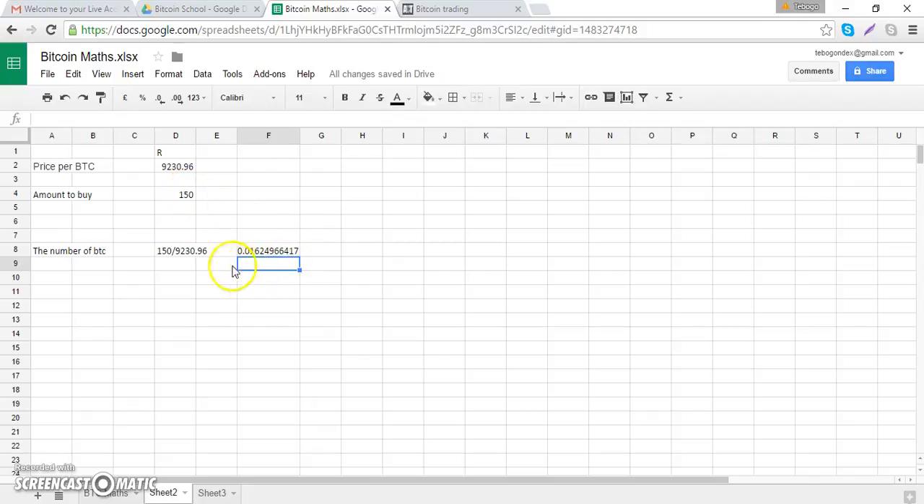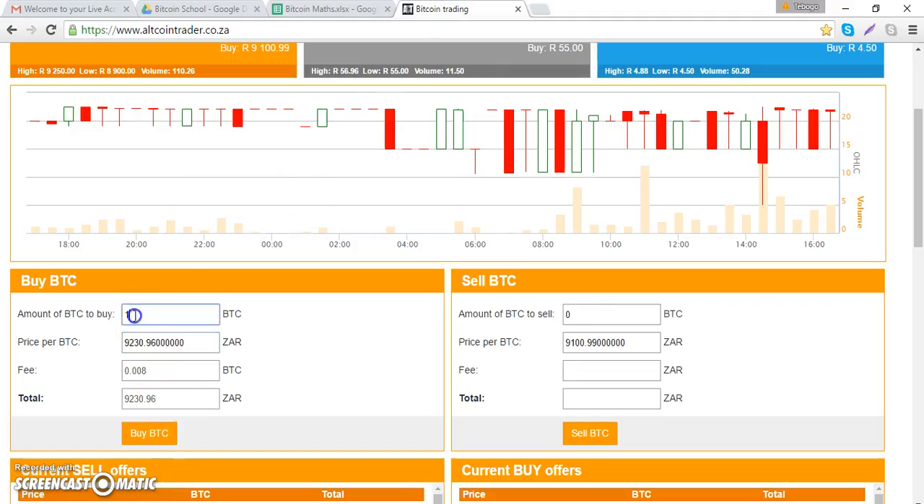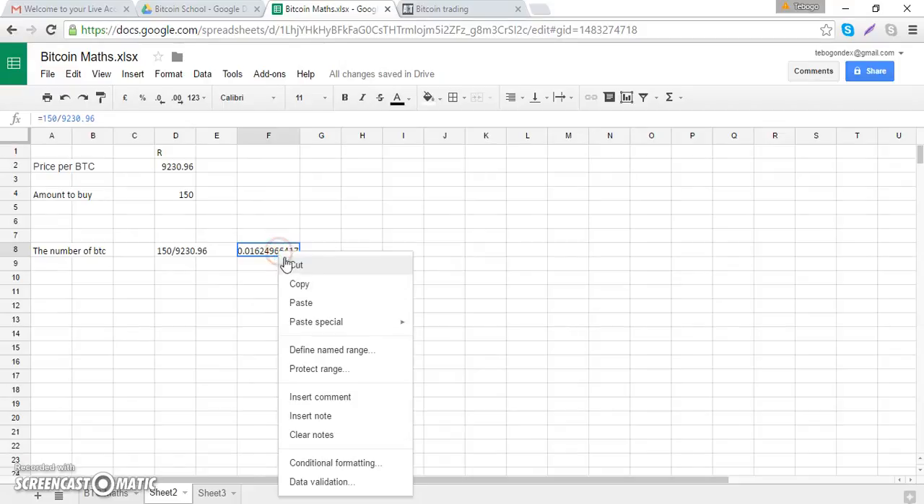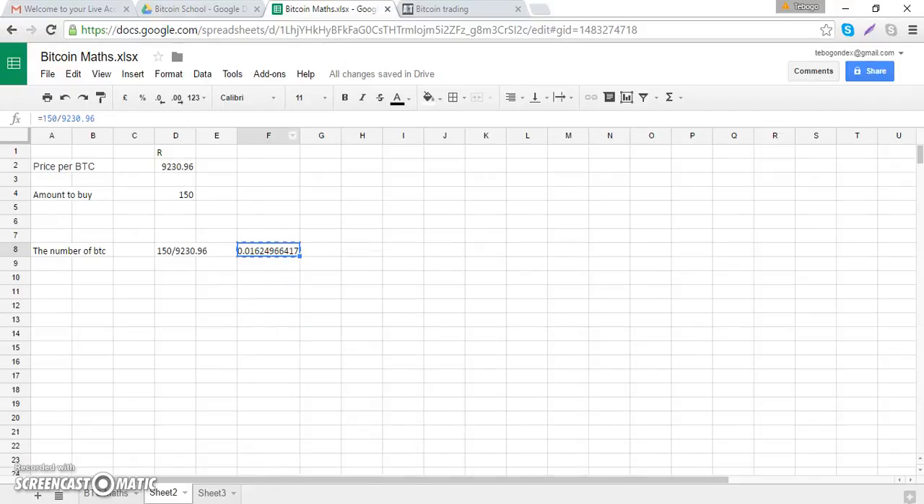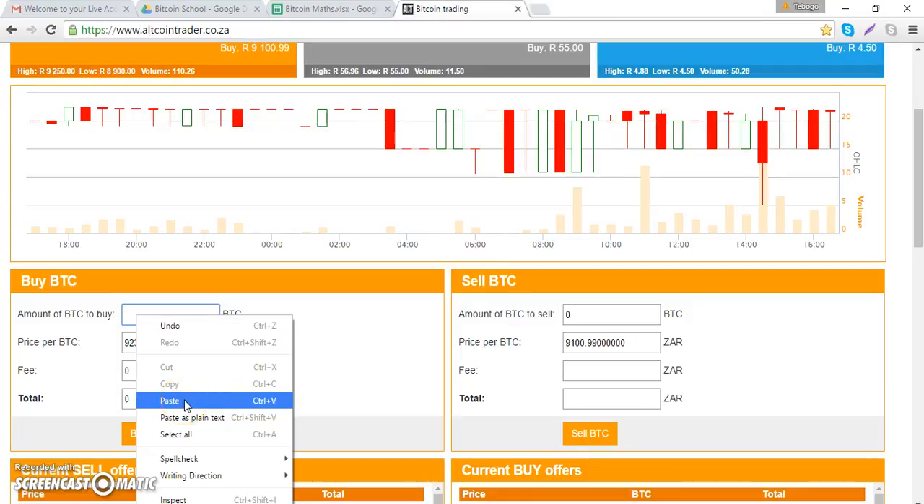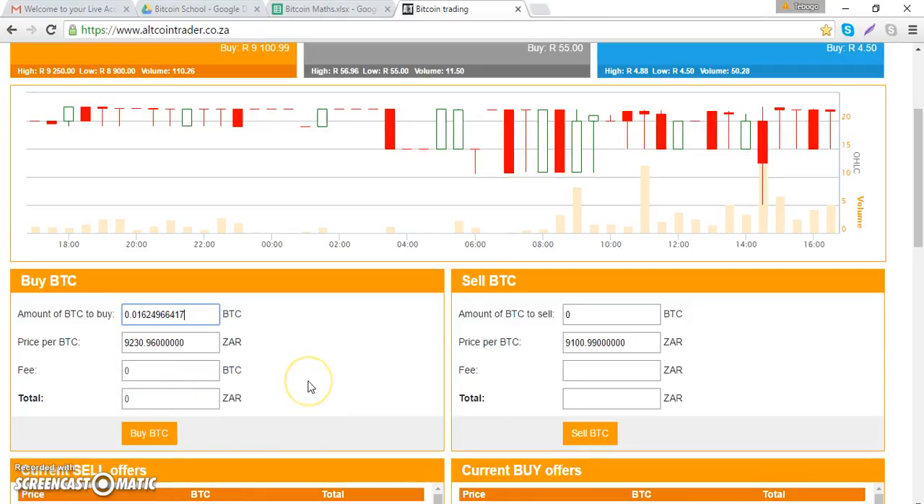Therefore, remember the question there said in this box, they require you to write the amount of BTC to buy. So if this is what I'm saying, it will be this amount to buy. Then I'll take this one there. You can always do this calculation on your cell phone. So this is the amount of bitcoins that you buy with your 150 rands.